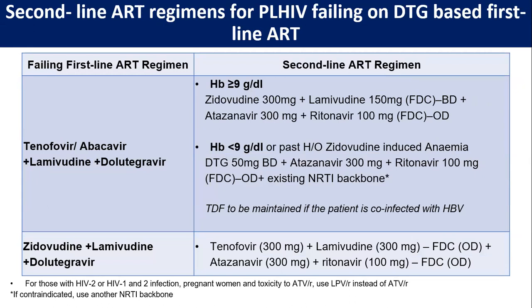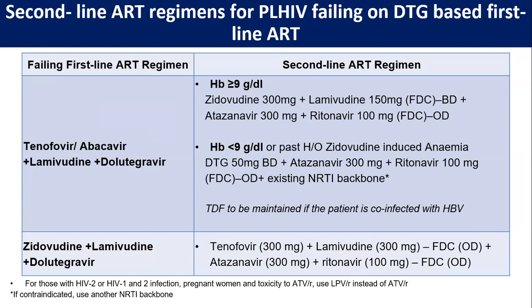Now, second line ART regimen for PLHIV failing on DTG-based first line ART. So DTG-based, that is tenofovir or abacavir with lamivudine plus dolutegravir. If hemoglobin is more than 9 gram per dL, we are starting ZL BD plus ATV/r OD. If hemoglobin is less than 9 gram per dL, then we are going to start DTG 50 milligram BD plus atazanavir/ritonavir, 300 plus 100 milligram OD, with the existing NRTI backbone.